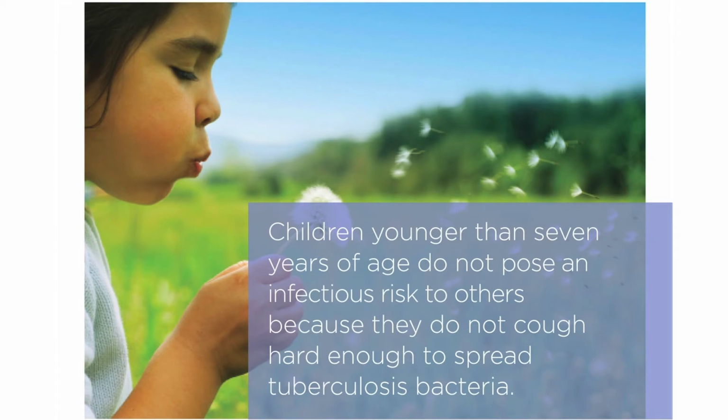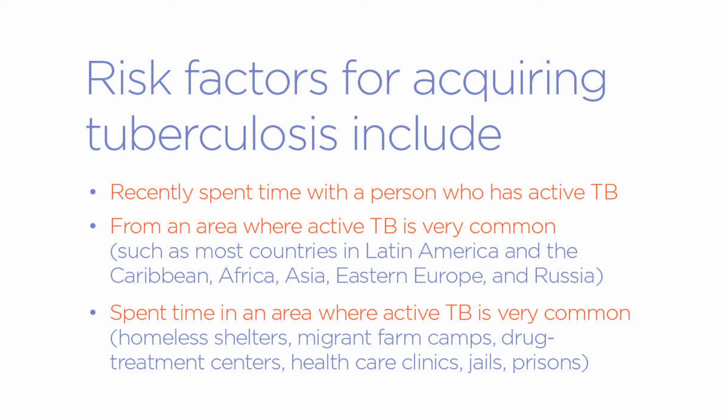Children younger than 7 years of age, even those with active tuberculosis, do not pose an infectious risk to others because they do not cough hard enough to spread tuberculosis bacteria. Risk factors for acquiring tuberculosis include spending time with a person who has active TB disease, being from an area of the world where active TB disease is very common, such as most countries in Latin America and the Caribbean, Africa, Asia, Eastern Europe, and Russia. Spending time where TB disease is common, such as homeless shelters, migrant farm camps, drug treatment centers, healthcare clinics, jails, or prisons.